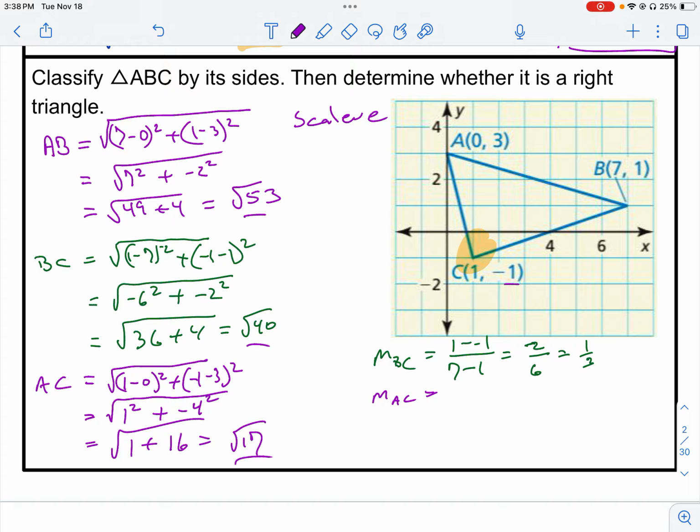So AC is going to be -1 minus 3 over 1 minus 0, which equals -4 over 1. So that's not a right angle, but let's do our last one just in case our diagram is really out of whack.